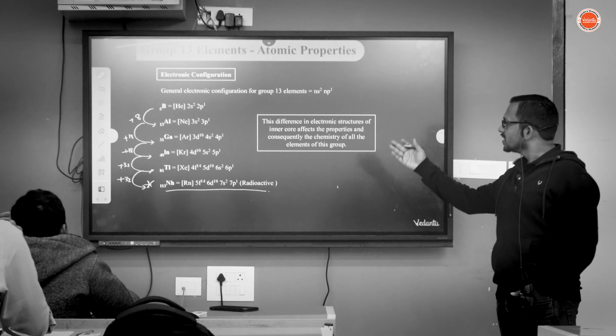If you just remember the boron atomic number, you can find the rest of the elements' atomic numbers by just adding 8, 18 and 18, next 32 and 32. And what is the general electronic configuration of the group 13 elements? ns2 np1. And these belong to which block of the periodic table?